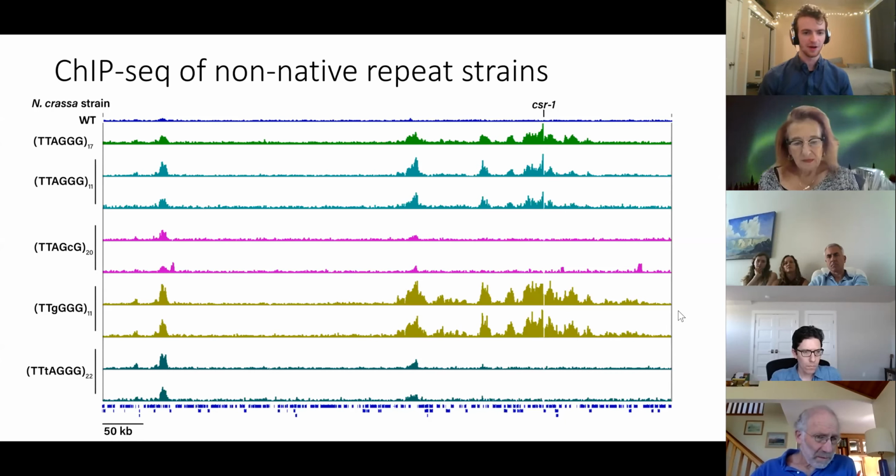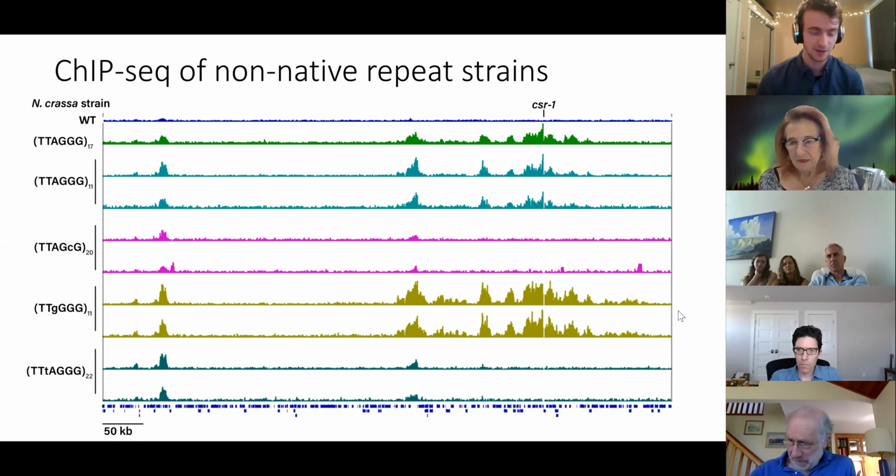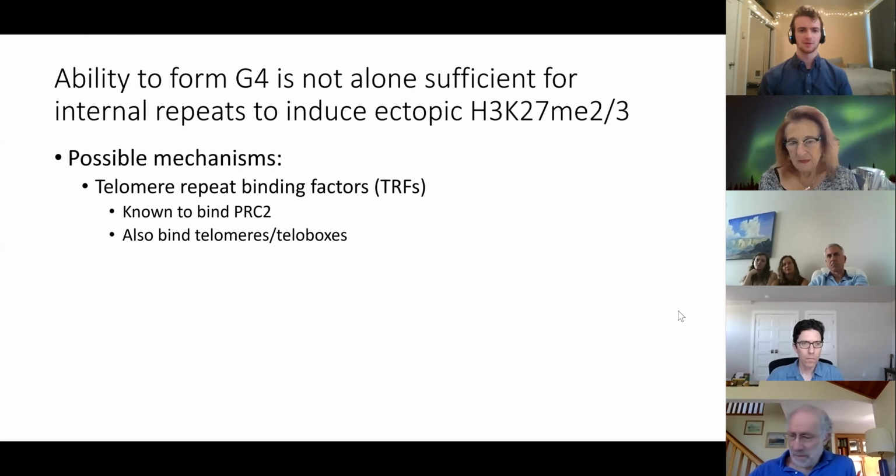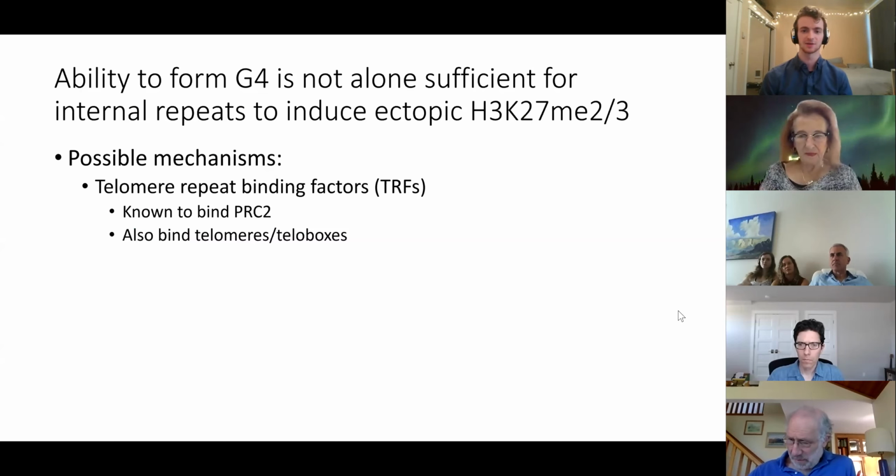Interestingly though, near the bottom, TTTAGGGG, the Arabidopsis, we did not see enrichment of methylation, which is peculiar because it is known to form G quadruplex in vivo based on previous experiments. So, why would that be? Well, I had a few possible mechanisms, because it's easy to conclude that the ability to form G quadruplex is not alone sufficient for internal repeats to induce ectopic H3K27 methylation.